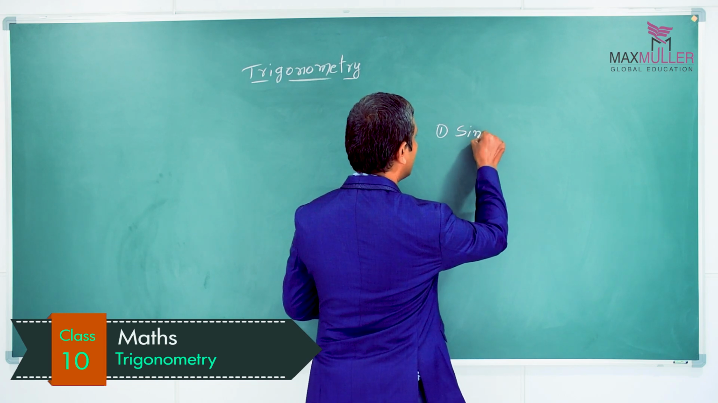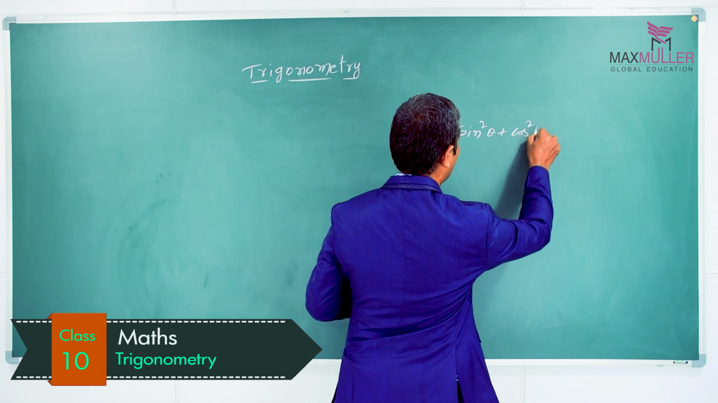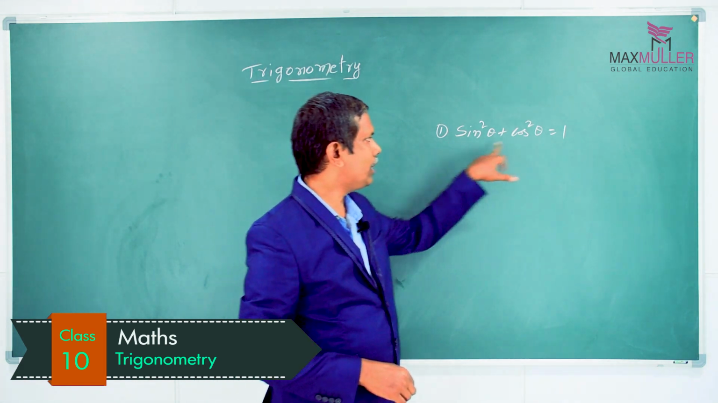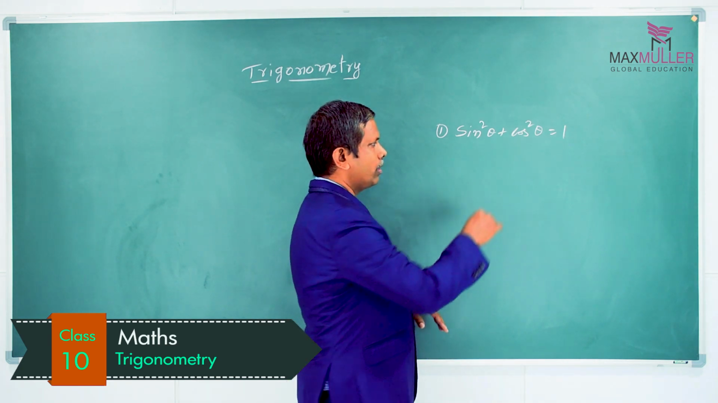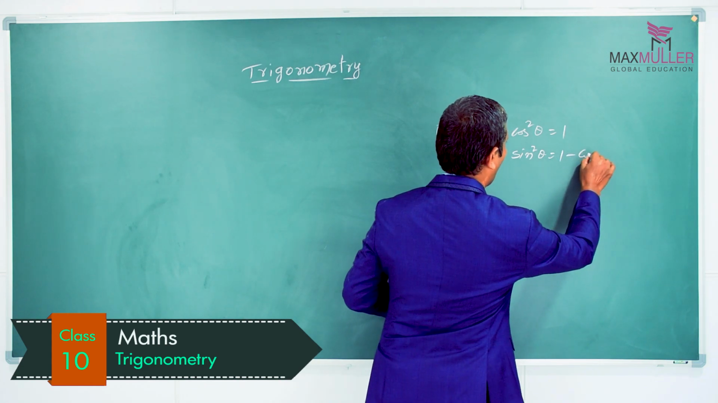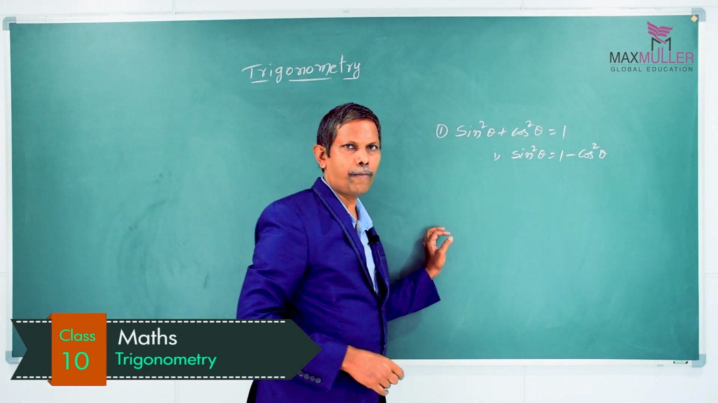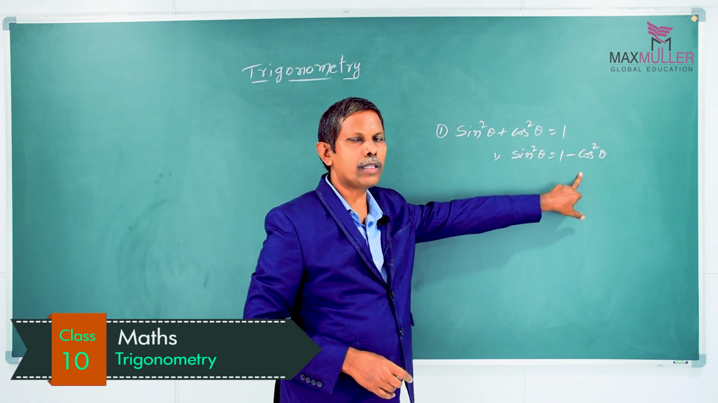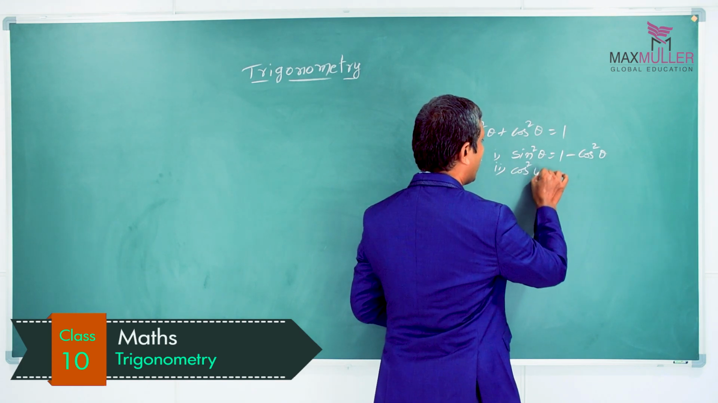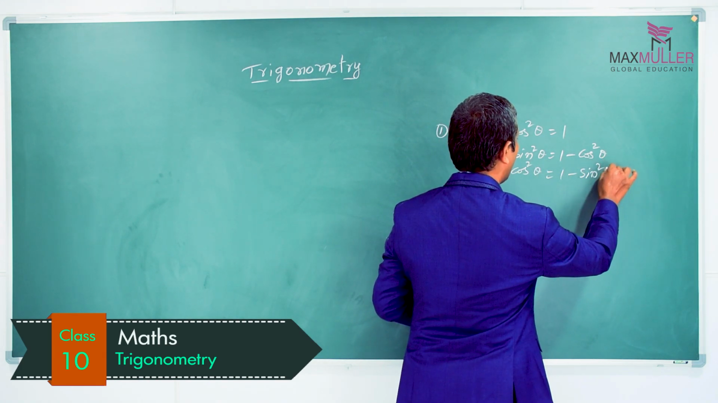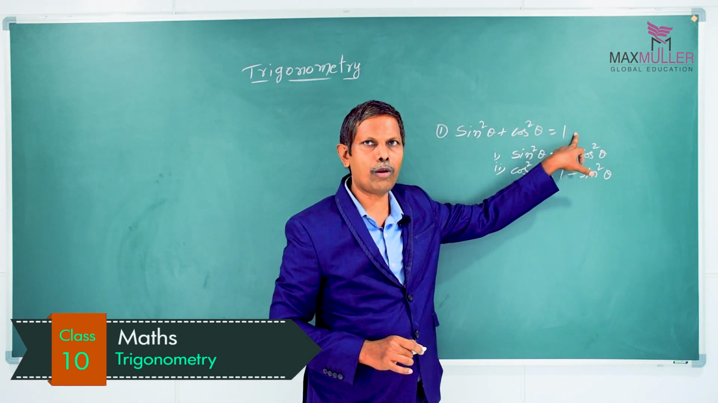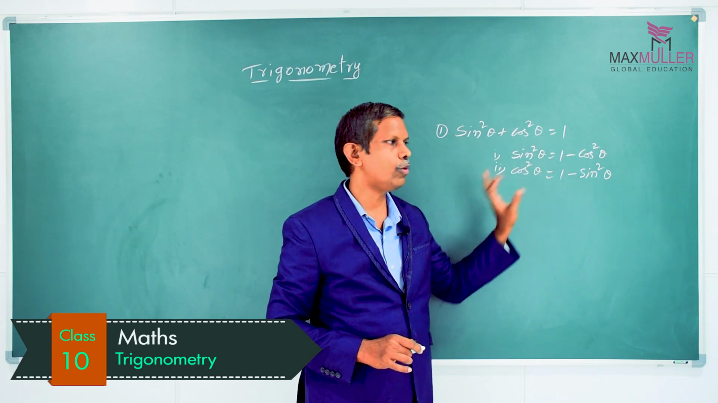First of all, sin square theta plus cos square theta is equal to 1. That is said to be the first identity. From this identity, we can write 2 more formulas. First one is sin square theta is nothing but 1 minus cos square theta. And from this, the second one is cos square theta, you can write 1 minus sin square theta. First identity, sin square theta plus cos square theta equal to 1. From this we can write 2 more formulas.